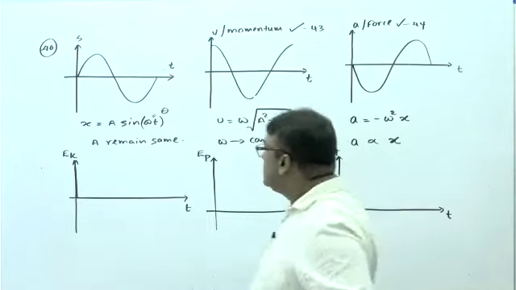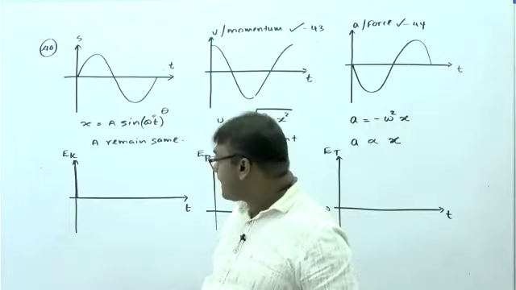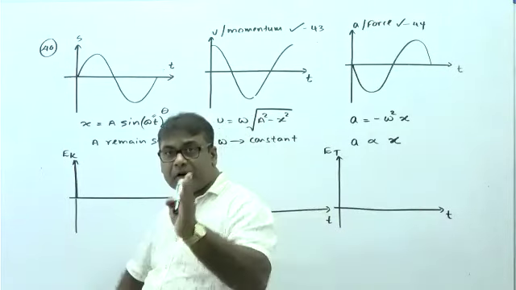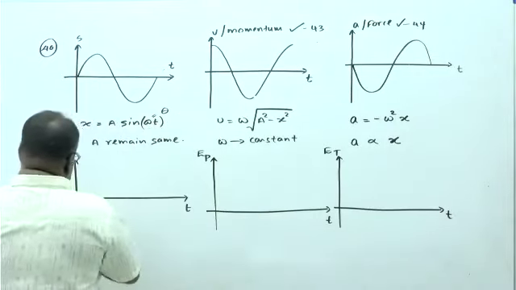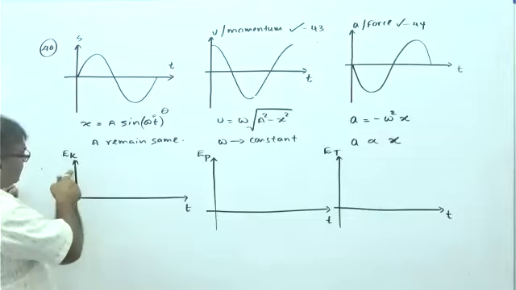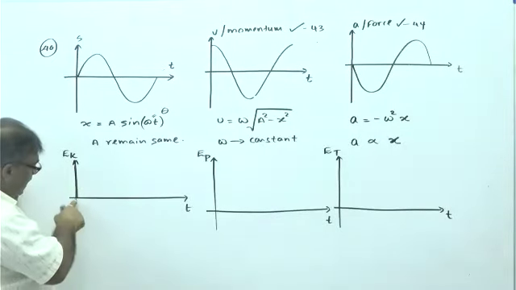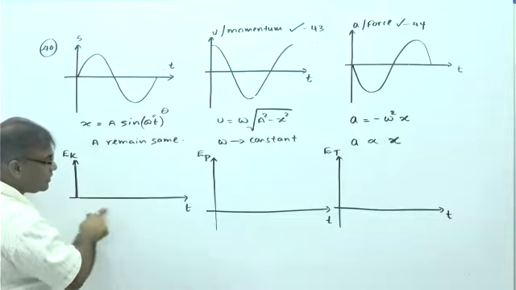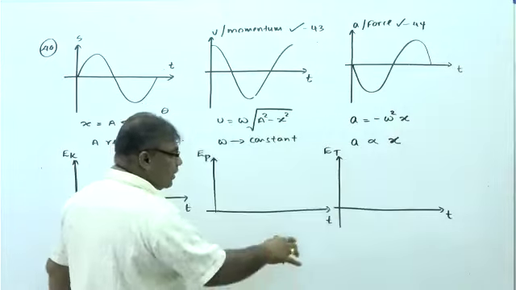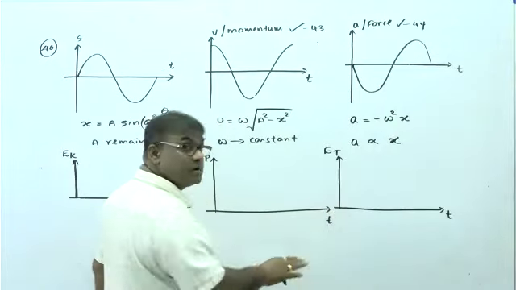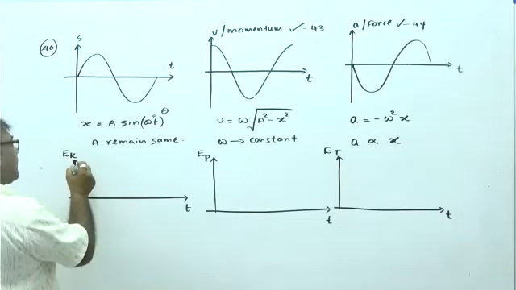At the center of oscillation, kinetic energy is maximum. At the extreme position, velocity is 0, so kinetic energy is 0. At the center of oscillation, kinetic energy is maximum, and there are no values at the negative side of the energy graph. Therefore, this part is not considered. Then the graph varies like this.